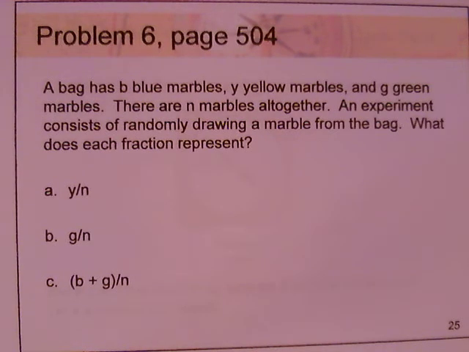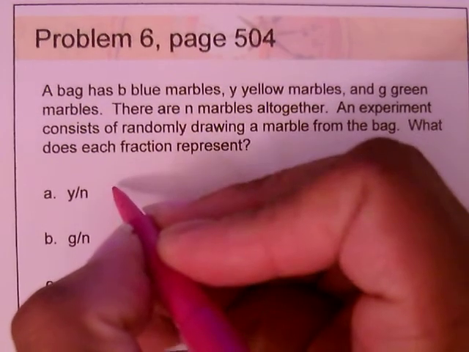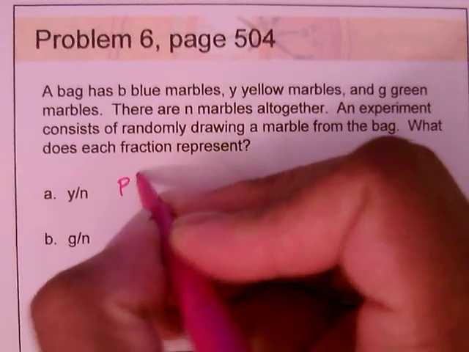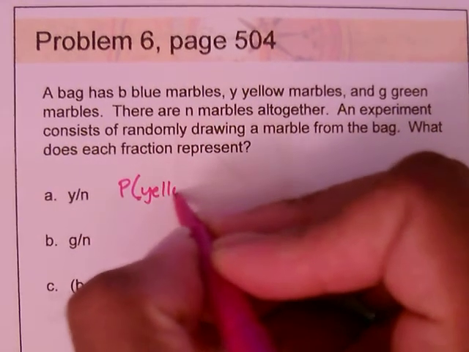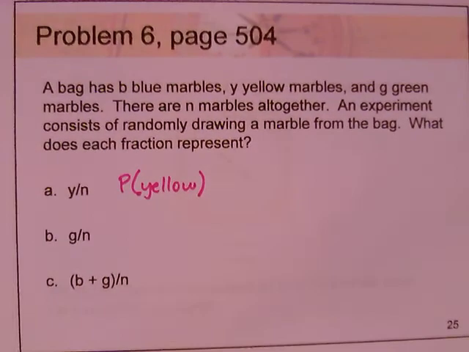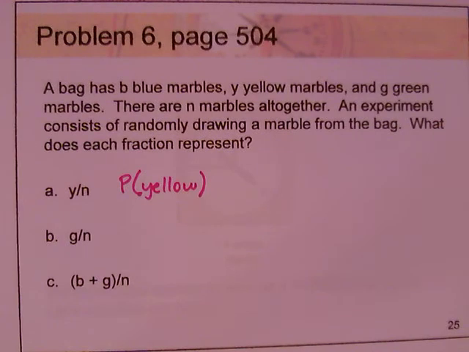Well, let's take a look at part A. It says Y over N. Y is the number of yellow marbles, and there are N marbles altogether. This represents the probability, and I'm not just going to abbreviate here, the probability of selecting or randomly drawing a yellow marble. But in this case, you have to kind of spell it out, write it out. I'm not sure how they want it, but you might need to write it out by saying the words probability of selecting or randomly drawing a yellow marble.